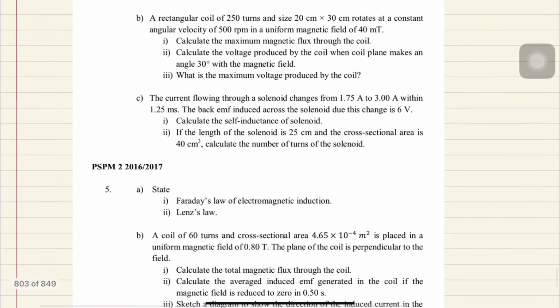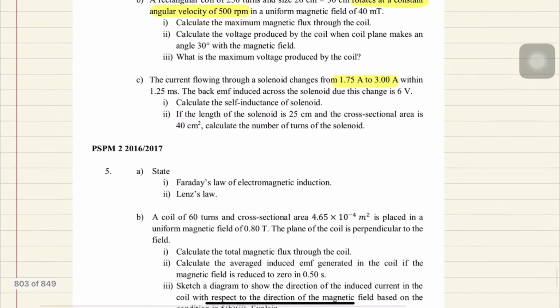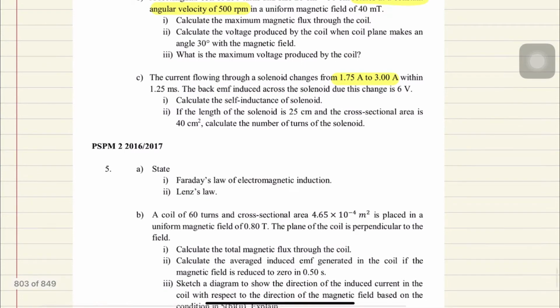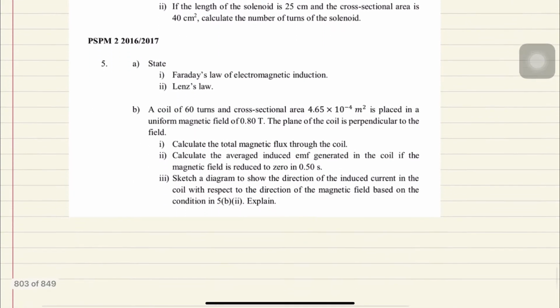Okay, yang B pula. B tu dia kata rotates at a constant velocity. So immediately kamu fokus dekat equation yang ada omega tu. NBA omega sin theta. Okay, yang number C, yang C pula dia kata pasal inductance. Dia change current tu dikasih. So di/dt dikasih. Most likely kamu kena pakai itulah untuk kira self-inductance. So yang kedua tu baru dia kata ada yang dimension kan. So maybe kamu kena pakai equation dimension tu juga.